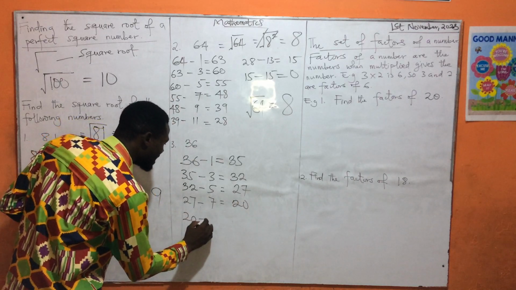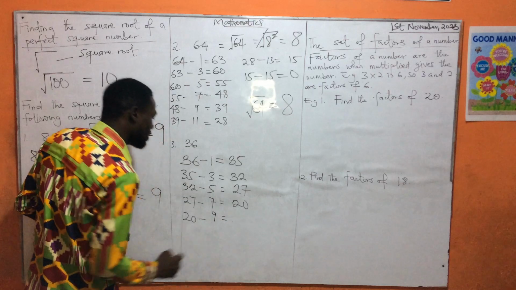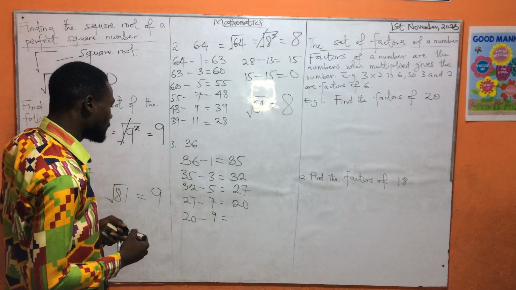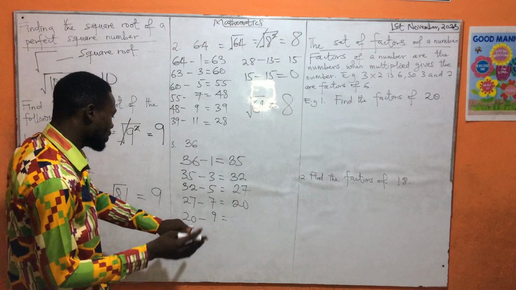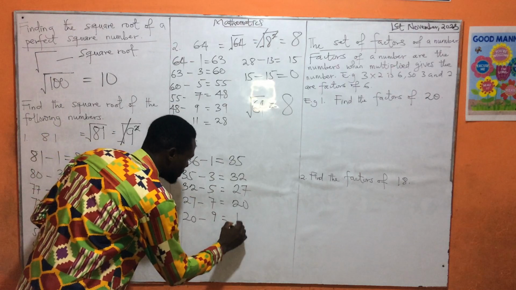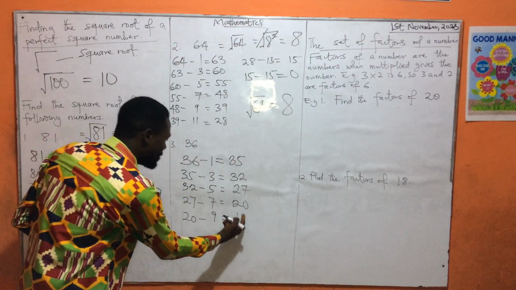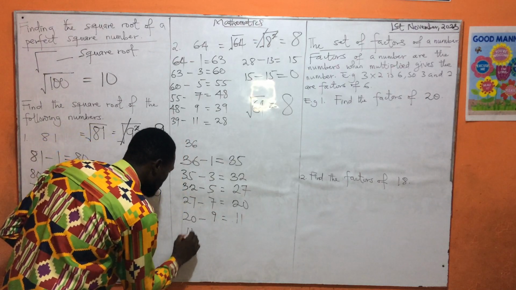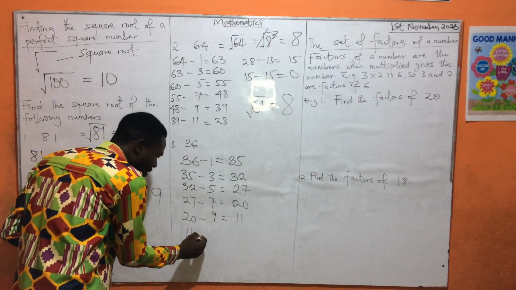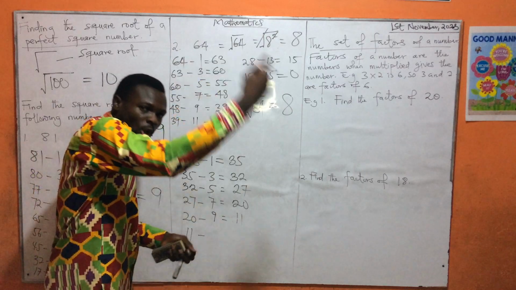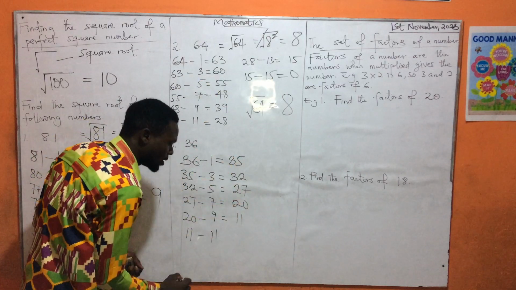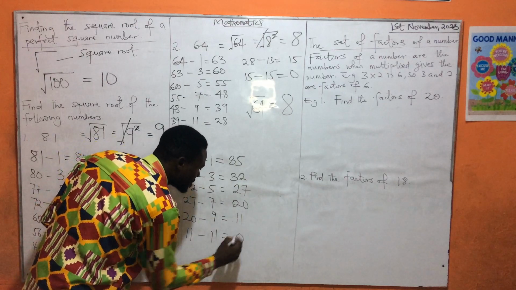20, subtract the next odd number, which is 9. And the 9 will give us 11. So 11 is the result after subtracting 9 from 20. Now this 11, we are going to subtract the next odd number. After 9, the next odd number is 11. And 11 minus 11 is 0.